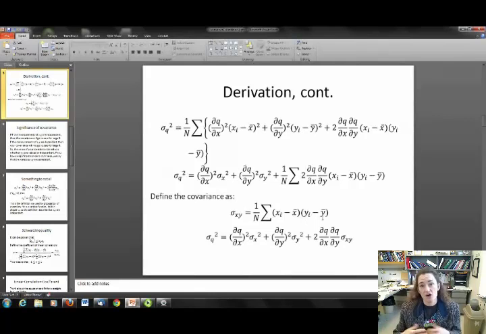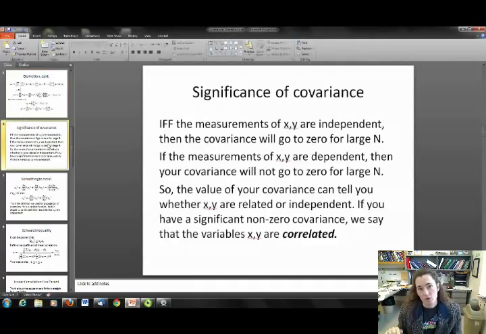Okay? Now, on the contrary, if x and y are independent of one another, then the values of x aren't going to influence the values of y. So just because x is positive, that doesn't mean that y is going to be positive, and vice versa. In that case, the terms in this sum are just as likely to be positive as negative, and your sum, sigma xy, will go to 0. So your covariance goes to 0 for values that are independent, and your covariance goes to some other non-zero value if your variables are dependent on one another. So by calculating your covariance, you can tell whether your values x and y are related or if they're independent. If you have a significant non-zero value of your covariance, then we say that the values x and y are correlated. Okay, so this is the definition, the mathematical definition of correlation.